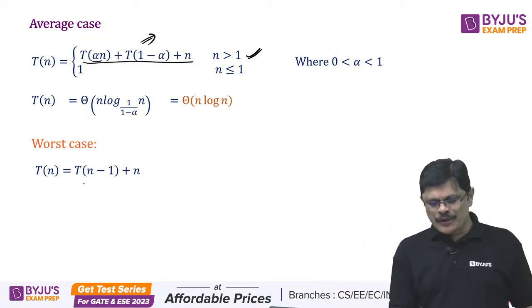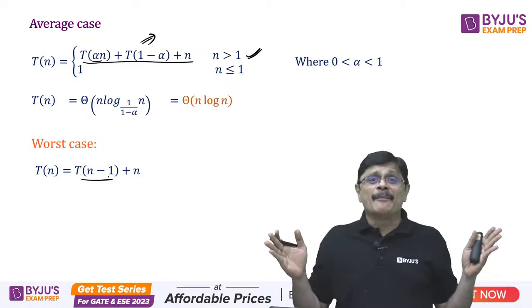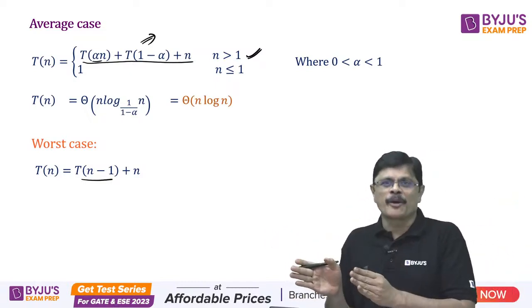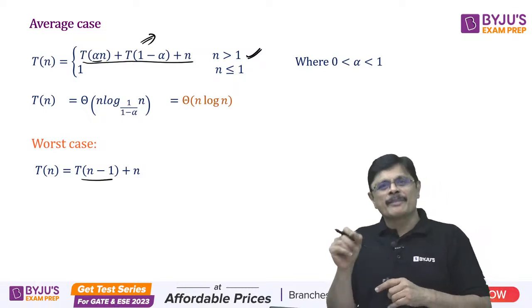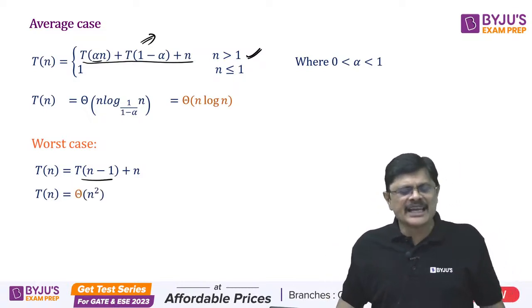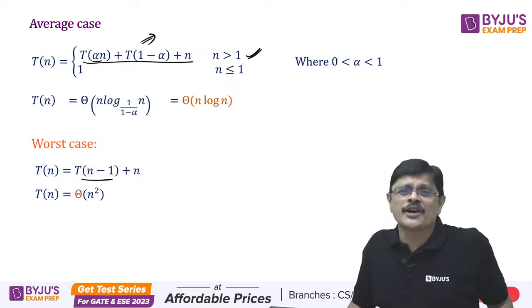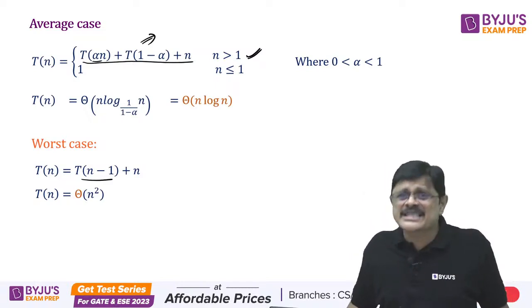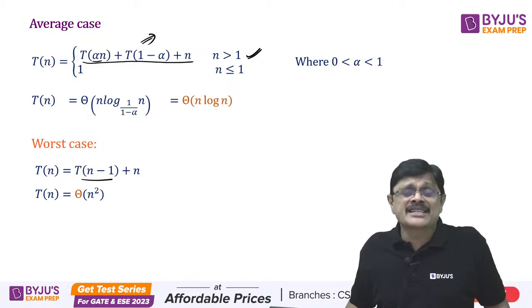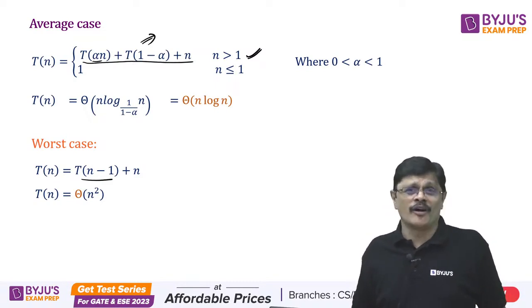So what happens? You get a completely unbalanced split. One side is T(n-1) and the other side is 0. So it is T(n) = T(n-1) + n, and when you find the time complexity, it would be theta n square. Even though the worst case time complexity of quicksort is n square, mostly quicksort gives the average time complexity, my dear friends, more often.